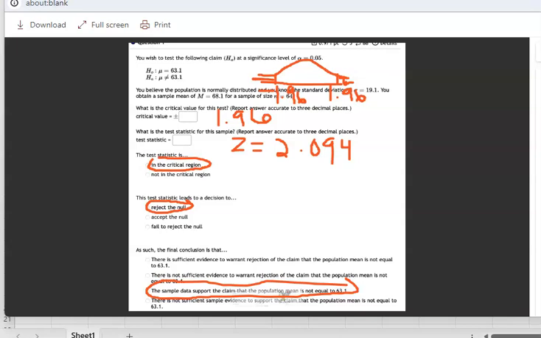Otherwise, this process is pretty much the same for every single one of these. But if you run into trouble, just let me know.